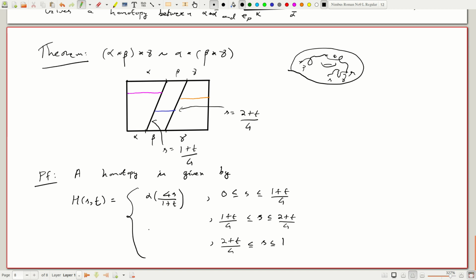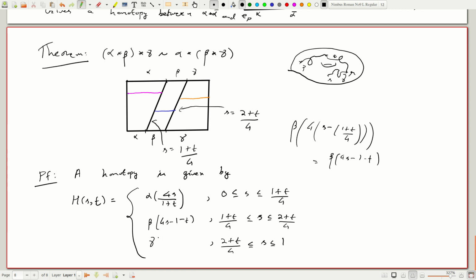Okay, and how about beta? It's going to be beta of something. Speed is 4, but there's an offset, so in this region I'm going to look at s minus the left end point. That left end point is (1+t)/4. I'm going to multiply the whole thing by 4 because that is the speed, so it's beta of this. Let's simplify this a little. The 4's cancel, so this is beta of 4s minus 1 minus t.